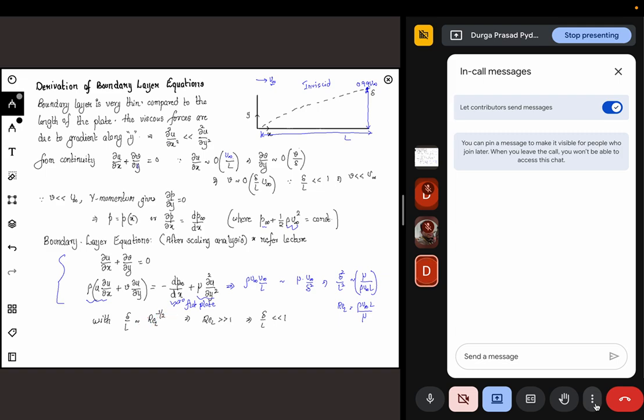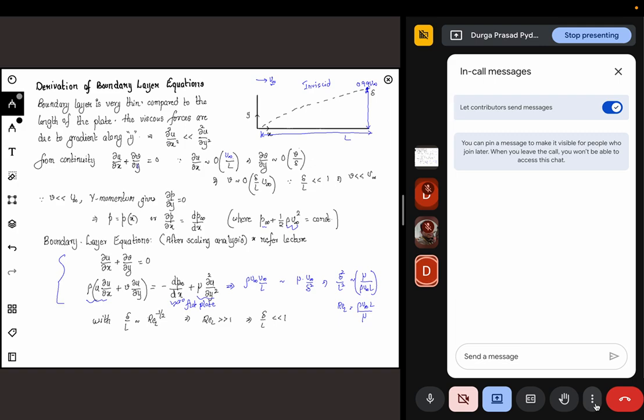What he found from experiments is that this particular quantity is very much less than 1. If this is very much less than 1, then the inverse of this should be very much greater than 1. So if the Reynolds number is very much greater than 1, then whatever we are doing here is valid.